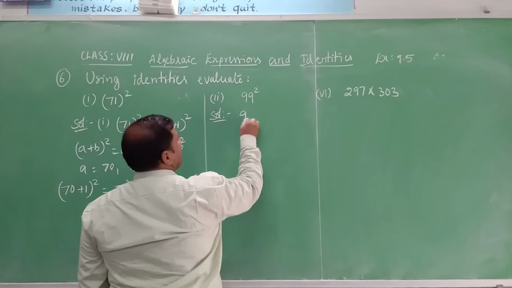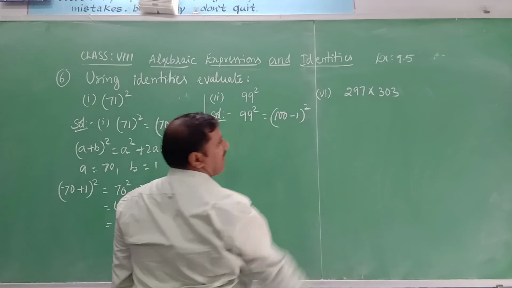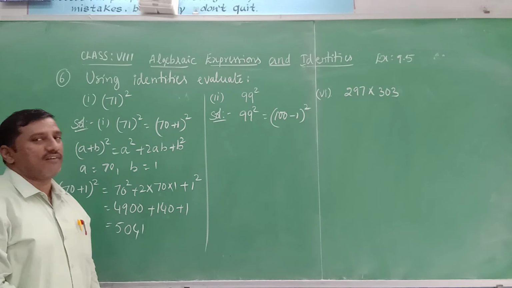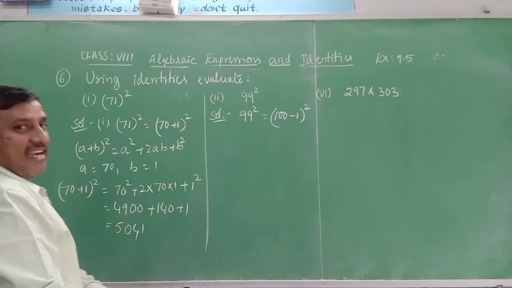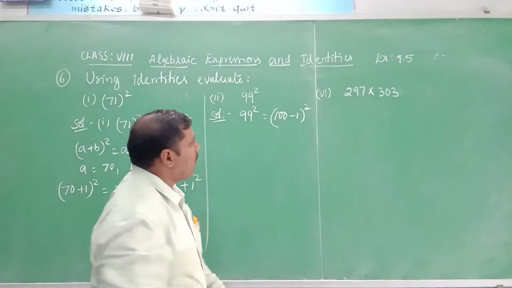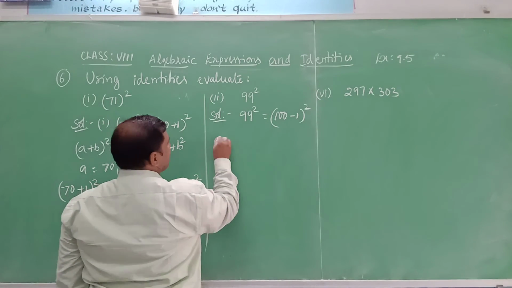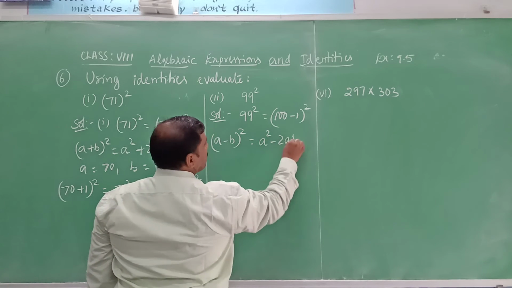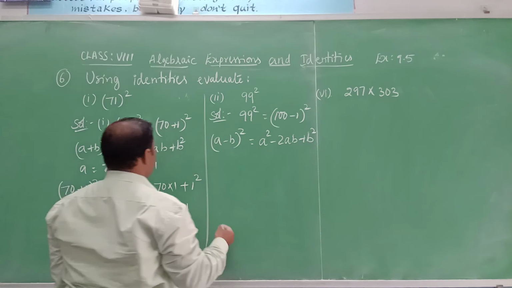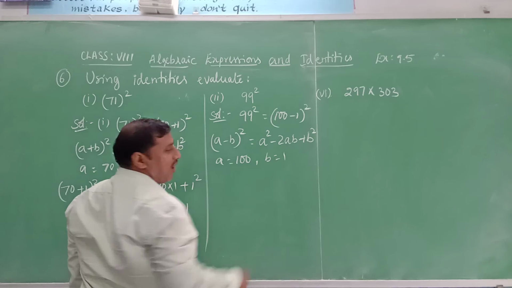Similarly, see the second question here we have 99 square is there. So this 99 square we will write it as 100 minus 1 whole square. 100 minus 1 whole square. So 99 square can be written as 100 minus 1 whole square. So we can use which identity here? The second identity is a minus b whole square is equals to a square minus 2ab plus b square. Where here a is equals to 100 and b is equals to 1.